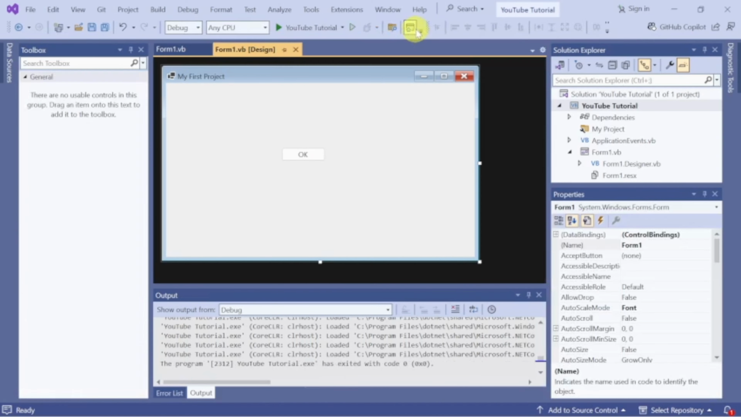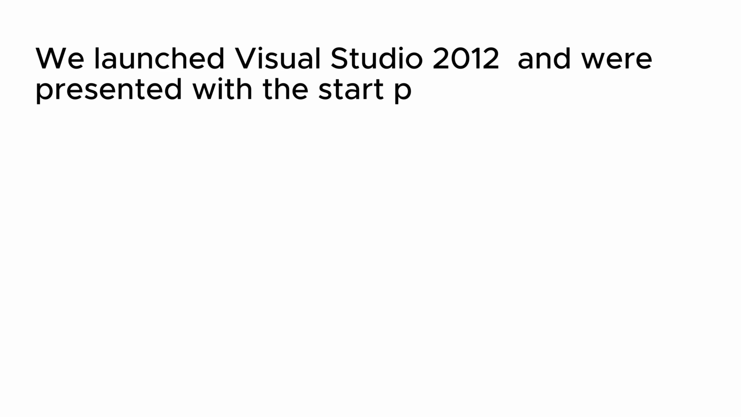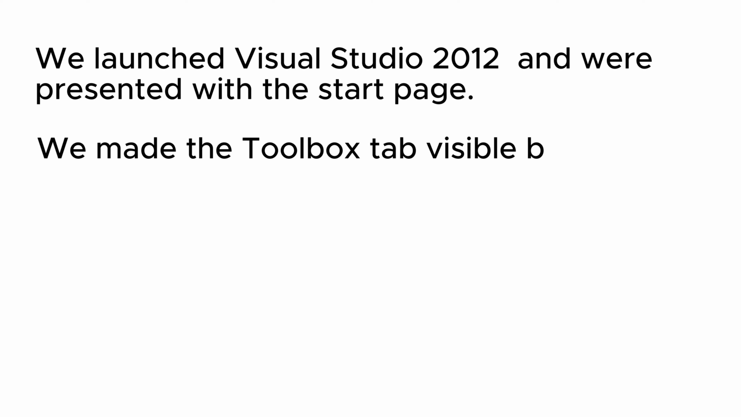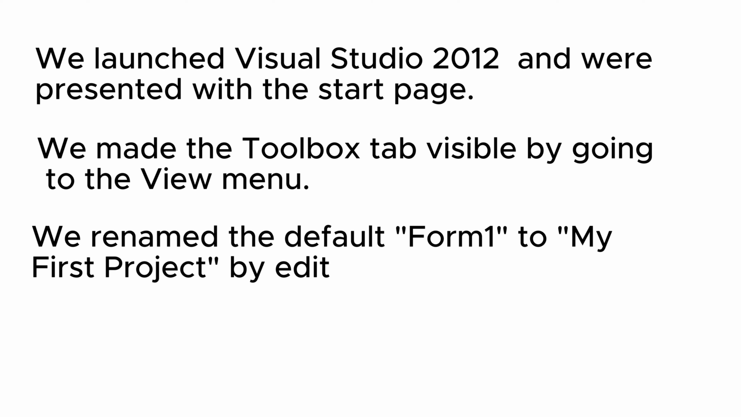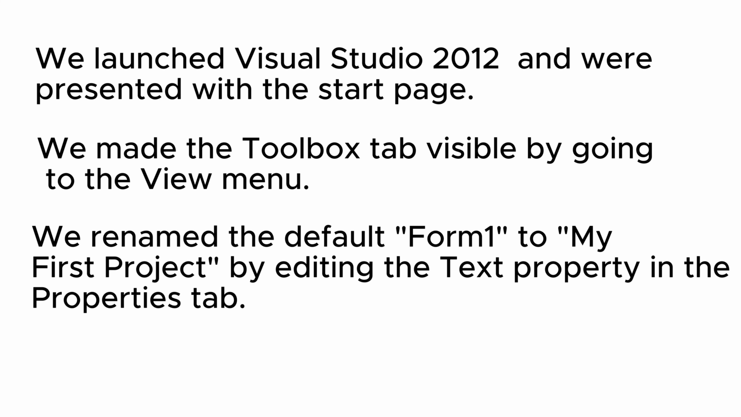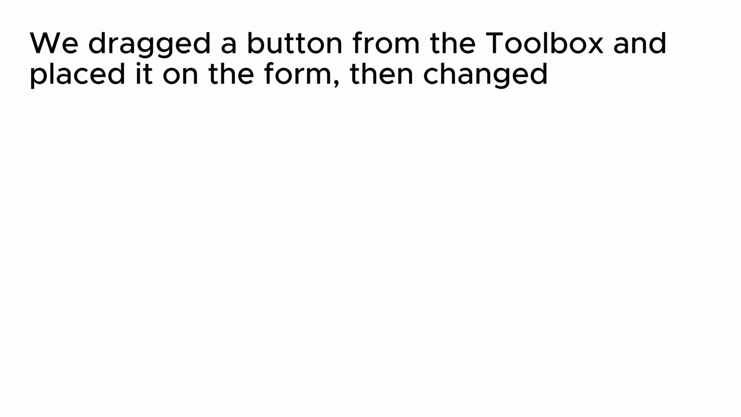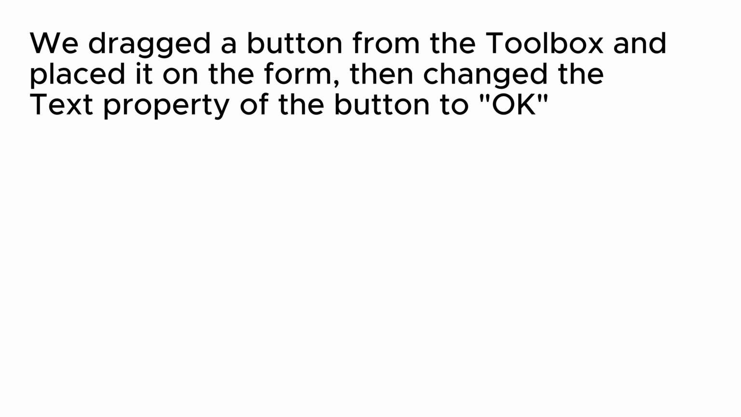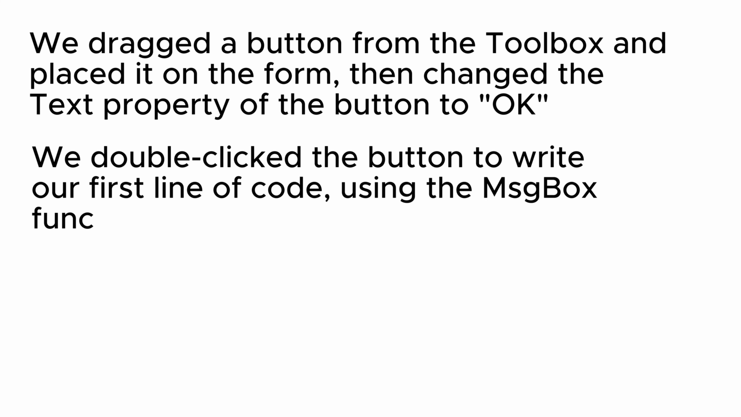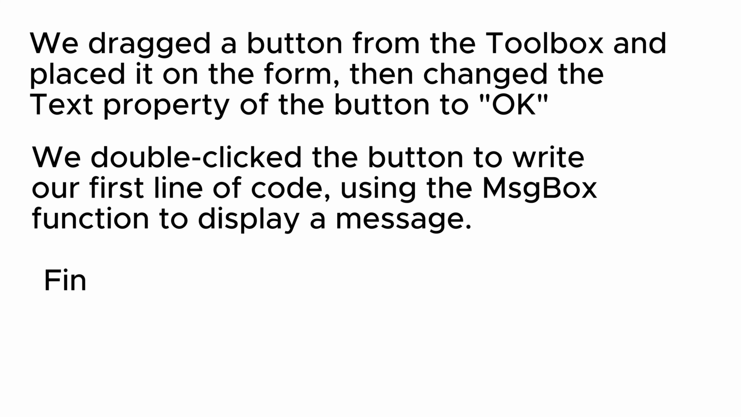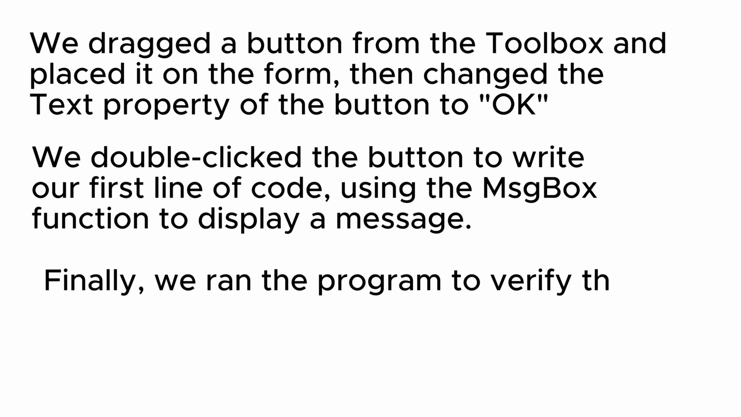Okay, great. Let's summarize what we've covered in this first lesson. We launched Visual Studio 2012 and were presented with the Start page. We made the Toolbox tab visible by going to the View menu. We renamed the default Form 1 to My First Project by editing the text property in the Properties tab. We dragged a button from the toolbox and placed it on the form, then changed the text property of the button to OK. We double-clicked the button to write our first line of code, using the MessageBox function to display a message. Finally, we ran the program to verify that it's working as expected.